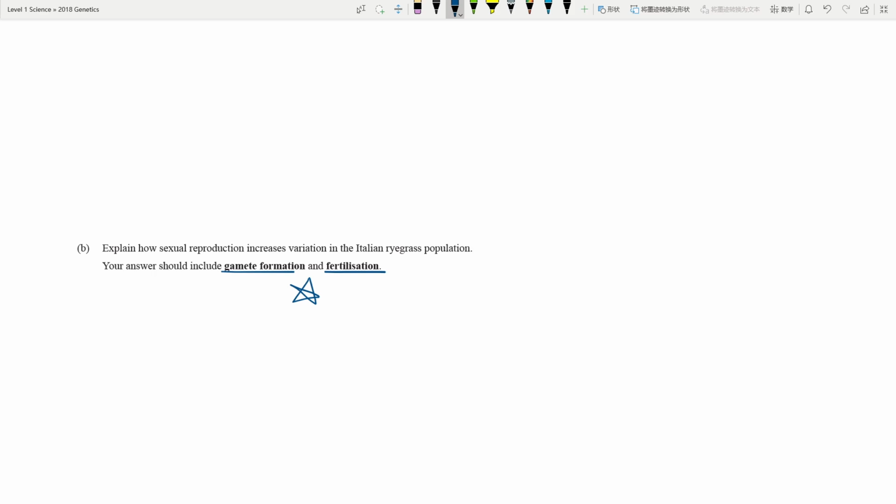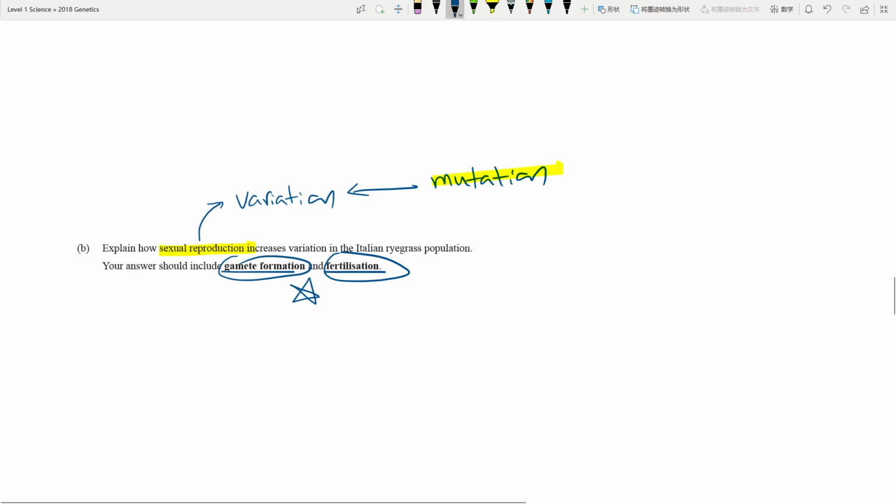They ask you to include gamete formation and fertilization, because sexual reproduction produces variation through gamete formation and fertilization. The other type of variation is caused by, now I'm not answering this particular question obviously, mutation. So these two things are fundamentally important to variation. One is through mutation, which is random. One is through sexual reproduction, which is through meiosis and fertilization.